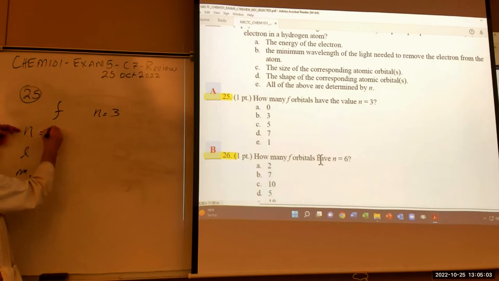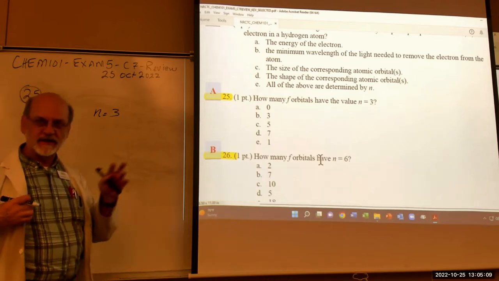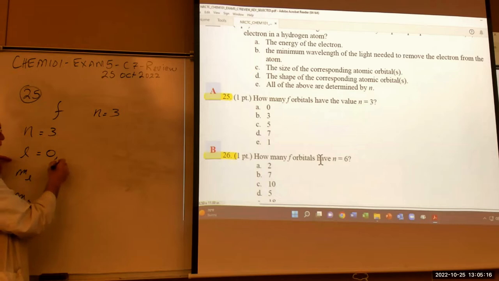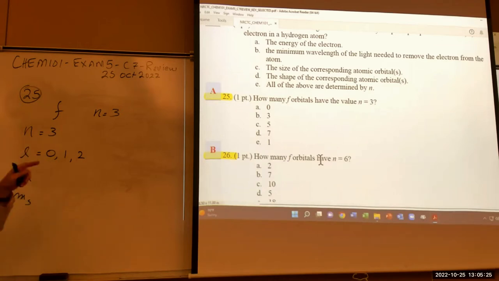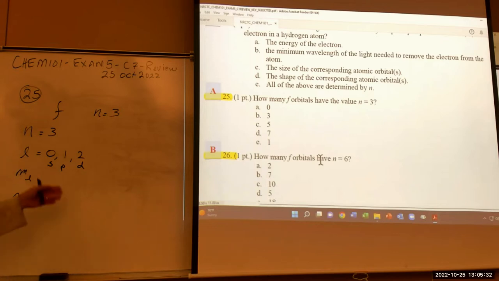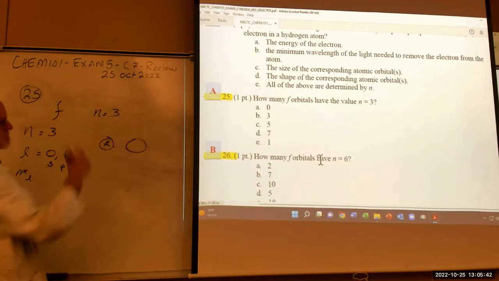Okay. So N equals 3 in this case. What are the possibilities for L? I'm going to get it right this time, not the way I did it in lecture. Start with zero and go up to n minus one. So these are the possibilities for L. But we're focused on which one. This is an S, this is a P, and this is a D. There are no Fs, right? It's a trick question. It cannot have any Fs. So the answer is A, zero. No F orbitals in N equals three. You got to go to N equals four before you can get Fs.